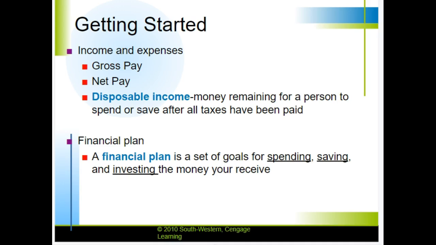You should write the definition of disposable income, but just know that net pay and disposable income are both used to pay bills and expenses after deductions are taken out of your check.